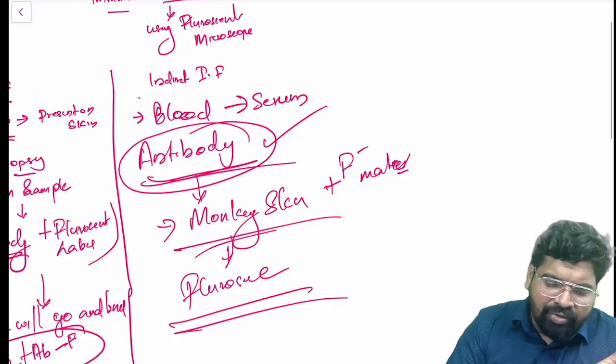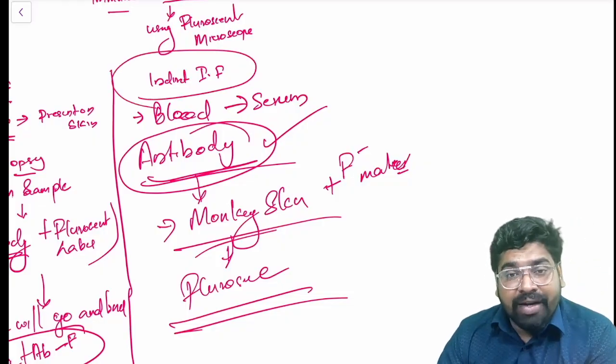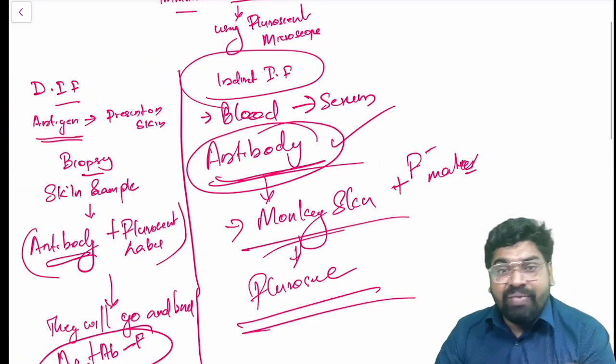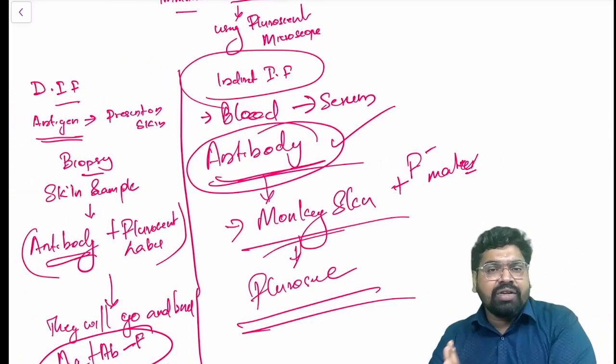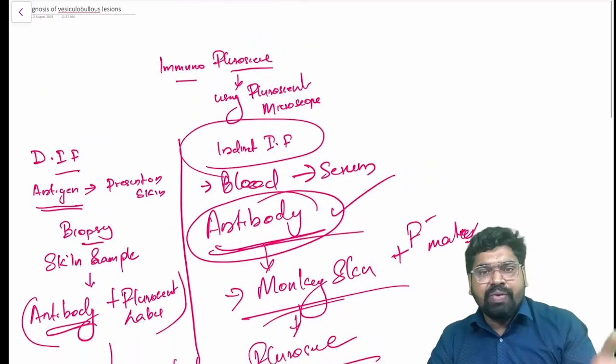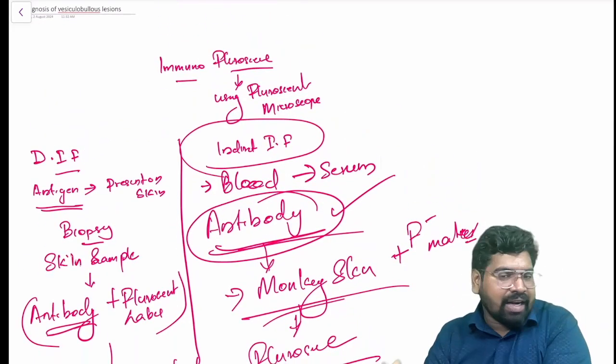In indirect immunofluorescence, we check for antibody circulating in the serum. In direct immunofluorescence, we check for the antigen directly on the tissue. So this is the main difference between direct immunofluorescence and indirect immunofluorescence.